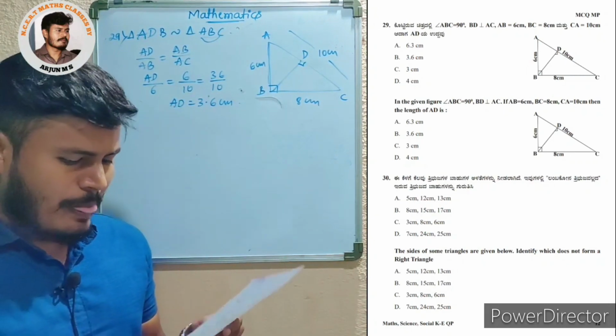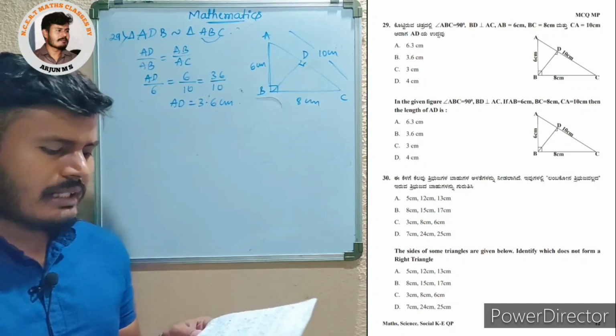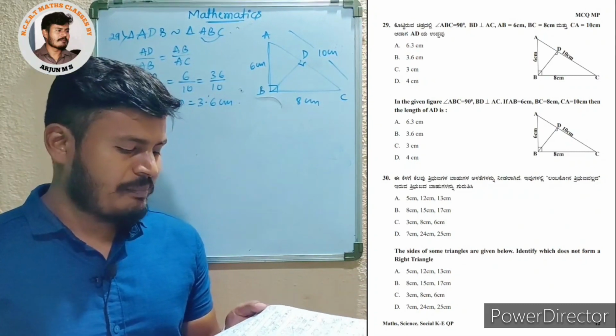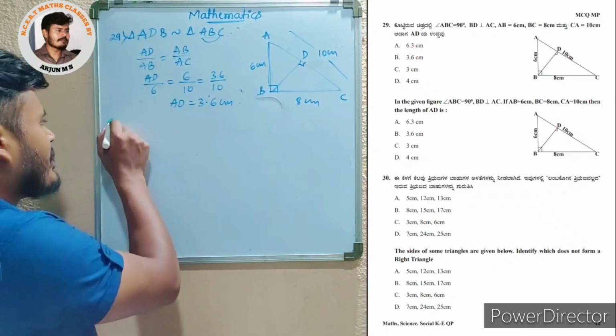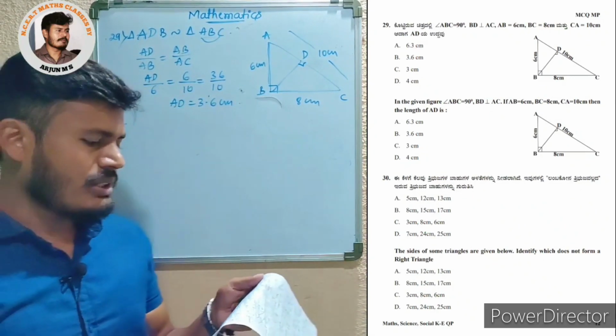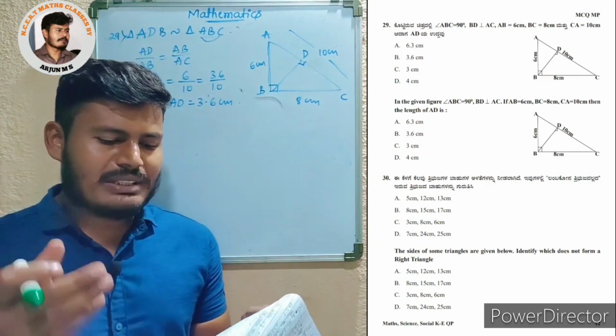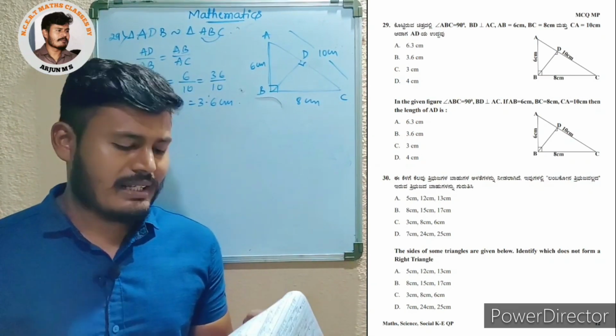So your option, which one? Option B is correct, 3.6 centimeter. You just refer to theorem 2.7. So then 30th question. The sides of some triangles are given below. Identify which does not form a right triangle. That is a very easy question.